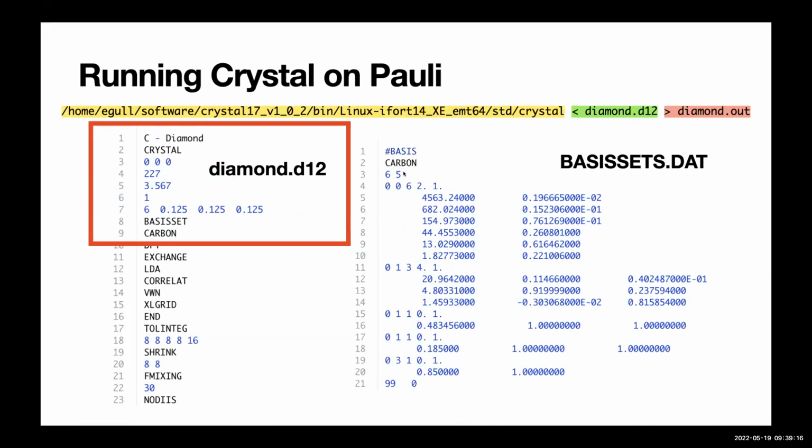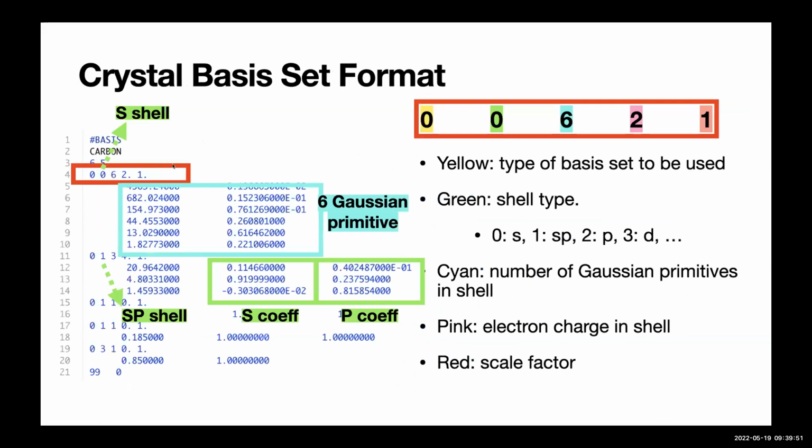The first information here on line 3, starting with 6 space 5: the 6 is telling you this basis set is for the element with atomic number 6, so we know it's carbon. And 5 is telling you that in this basis set we have 5 valence shells. So the first shell starts at line 4, the second at line 11, and the third at lines 15, 17, and 19. So 5 shells.